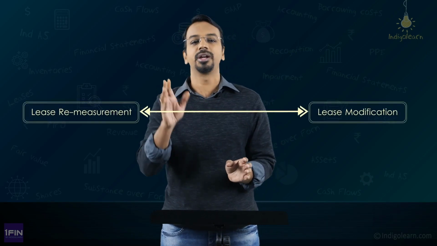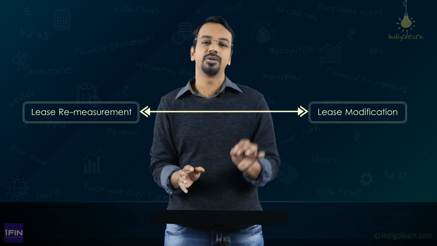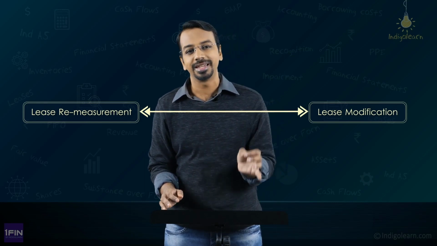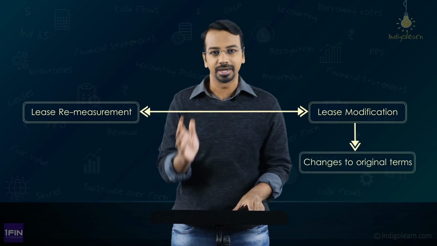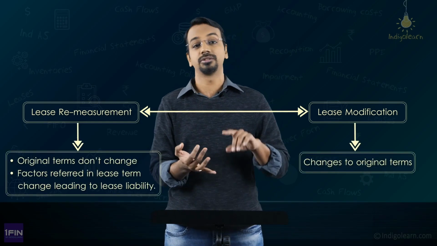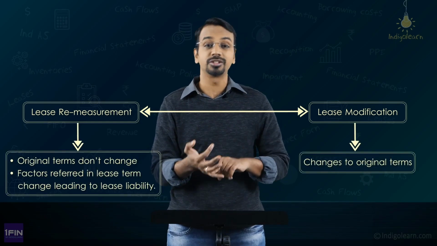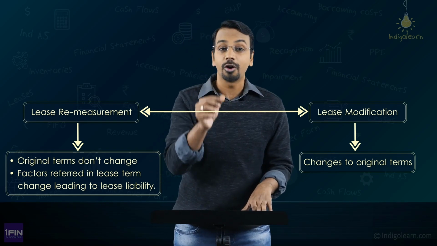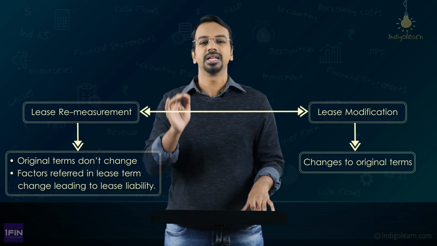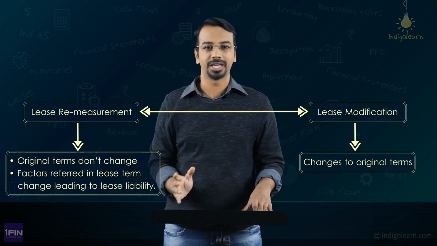Even in case of lease modification, we will do the remeasurement only, but the difference between lease modification and the remeasurement of lease liability is that whenever we talk about lease modification, there is a change in the terms and conditions of the lease which was not originally agreed upon. You could add right of use asset, you could reduce right of use asset, you could increase or decrease the lease term, you could change the consideration, all of those things which were not a part of the original lease contract. That is what we call lease modification.